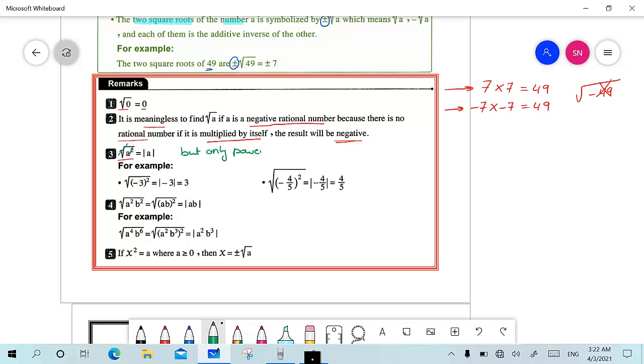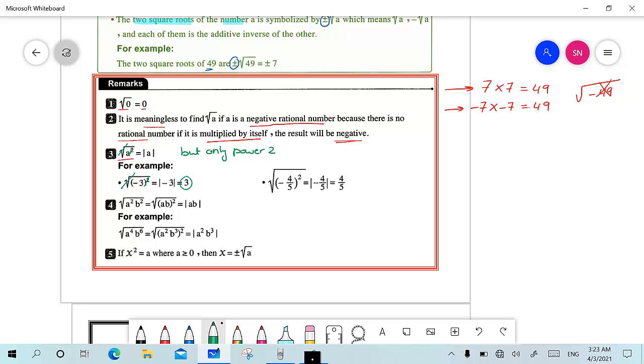So the square root cancels only the power 2. For example, here, if I'm having the square root of negative 3 all squared, the square root is going to cancel the power 2 and only again the power 2. So this is going to equal the absolute value of negative 3, which is equal to 3.